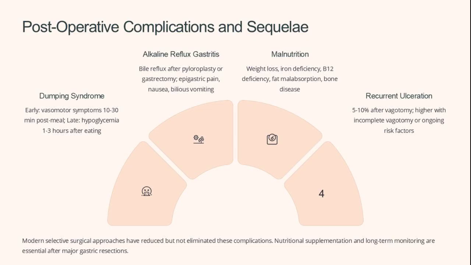Despite advancements in surgical techniques, post-operative complications can still occur. Dumping syndrome, alkaline reflux gastritis, malnutrition, and recurrent ulceration are some of the potential issues patients may face. These complications highlight the importance of careful monitoring and nutritional support following surgery to ensure optimal recovery and long-term health.